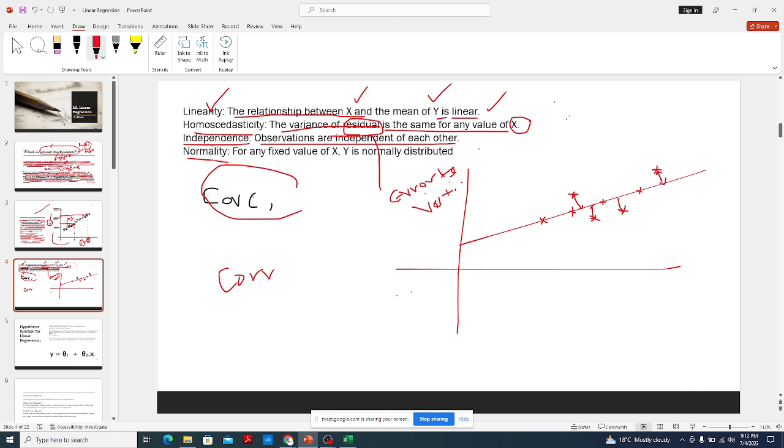Then we have normality. For normality, we are saying that for any fixed value of X, Y is normally distributed. So we are assuming that our output is normally distributed at a point, or assumes a normal distribution.